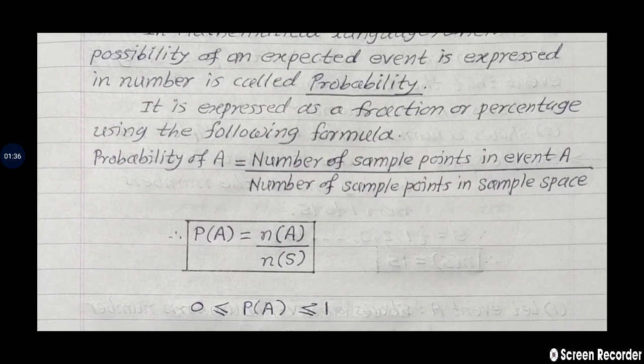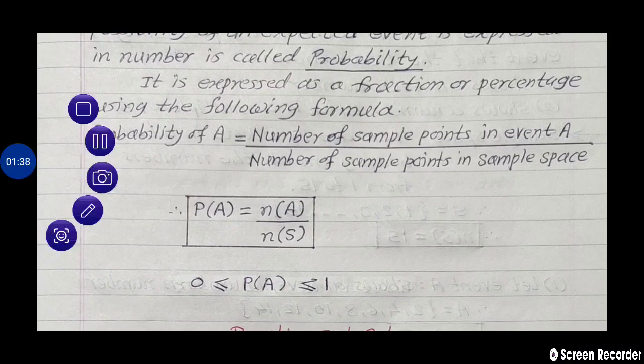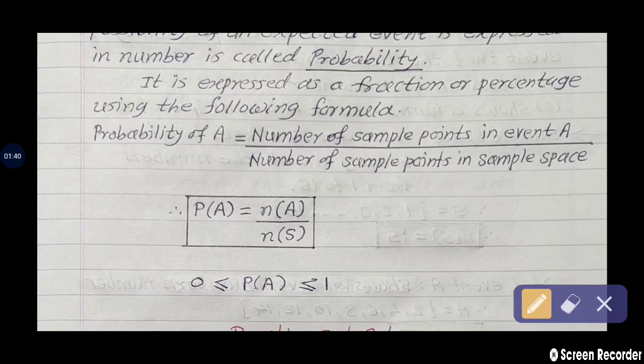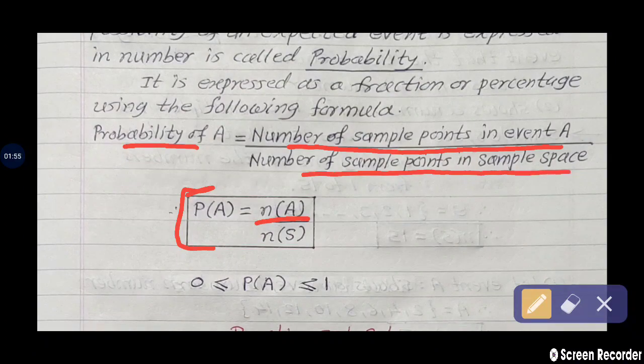Mathematically, this formula we write as: probability of A, meaning P of A, is equal to the number of sample points in event A, meaning N of A, divided by the number of sample points in the sample space, meaning N of S. So our formula is P of A, probability of A, is equal to N of A upon N of S.